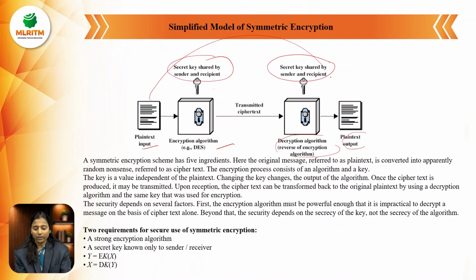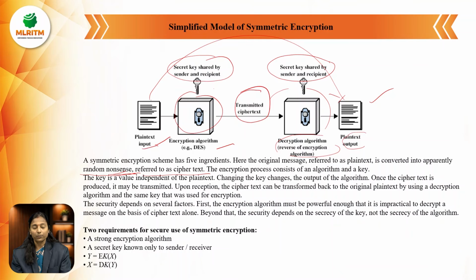Then this plain text will be displayed here. A key will be given here, with the encryption algorithm. Then for the decryption algorithm, we also give this shared key and we get our original text. Before that, this is called the ciphertext. The original text is referred to as the plain text and it is converted to random ciphertext. That is a random sentence or nonsense, which is referred to as the ciphertext.